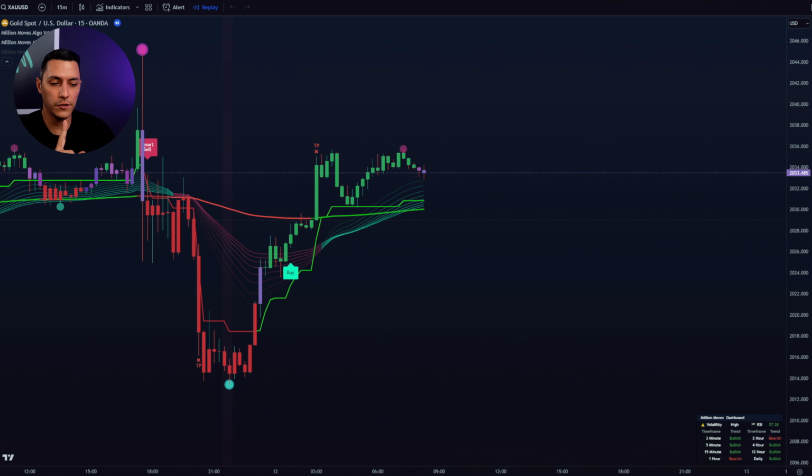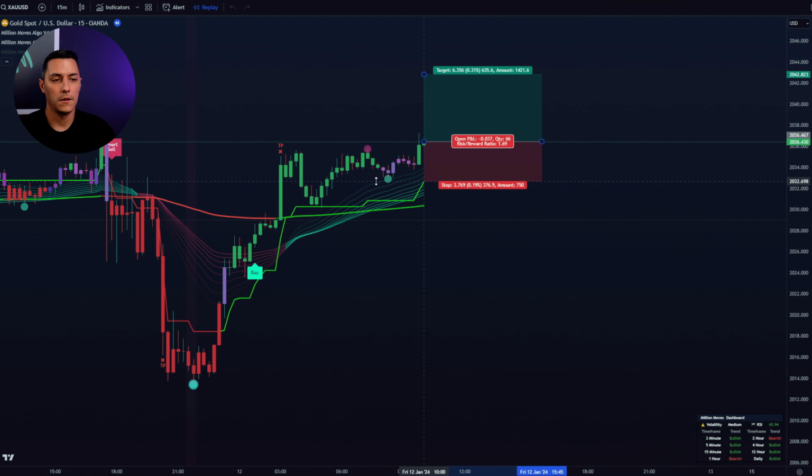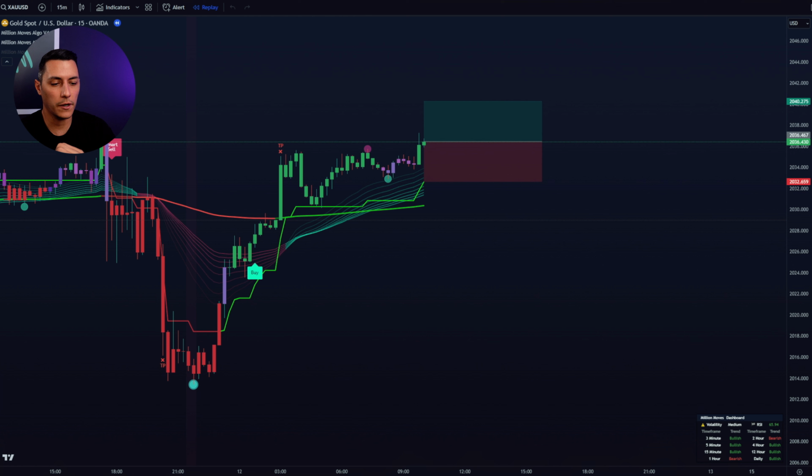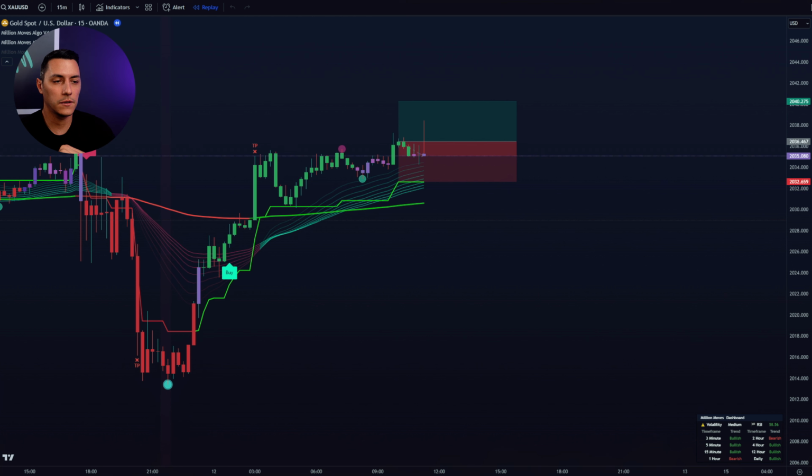Now we need a green dot for the entry. Now we have the green dot. Here's our entry. Stop loss at the low point of the dot. And I will go with conservative 1-to-1. All right? Price moves, a little bit of drawdown.